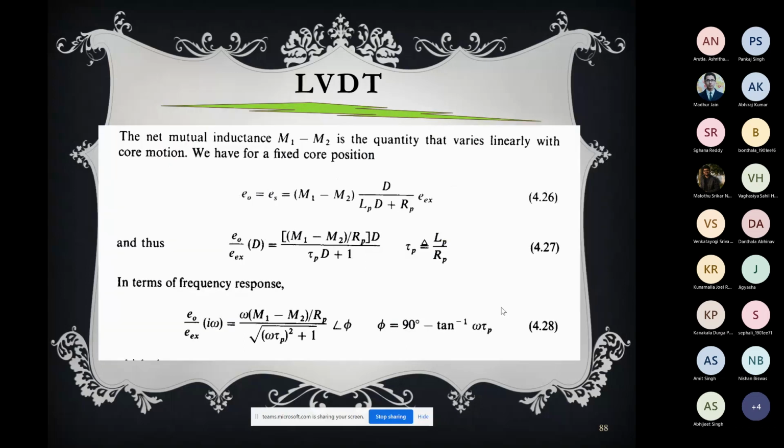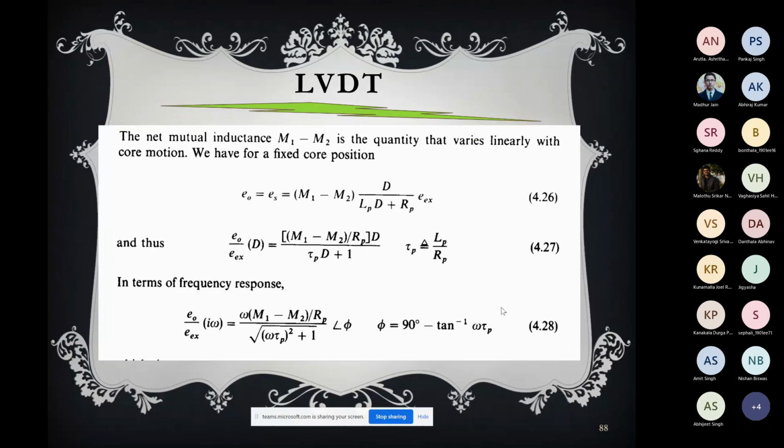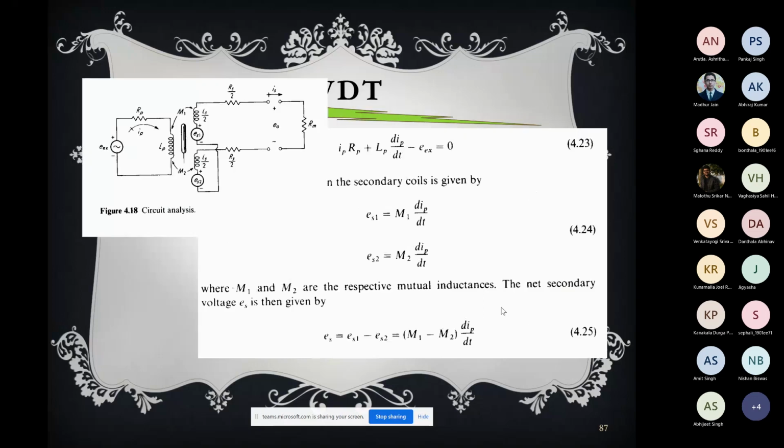Now M1 minus M2 is the net mutual inductance. If you see, E_S equals (M1 minus M2) dI_P/dt, and from there, if you replace dI_P/dt, you will get E_S or E_0 as a function of E_ex. And you know that the net mutual inductance M1 minus M2 is the quantity that varies linearly with the core motion. As the core moves, M1 and M2 change, so ultimately M1 minus M2 is the quantity which varies. So E_0 we could write from these two equations. From here it is (M1 minus M2) dI_P/dt.